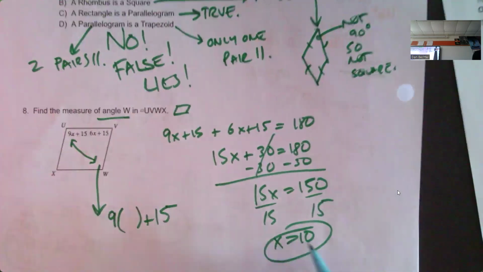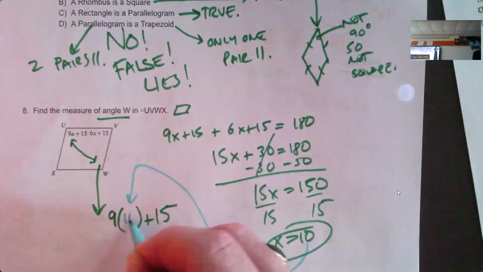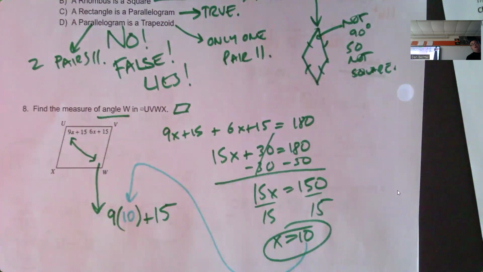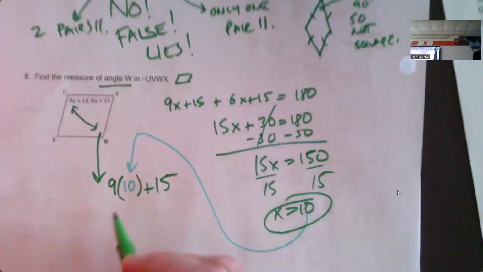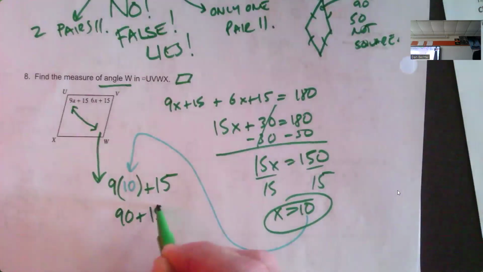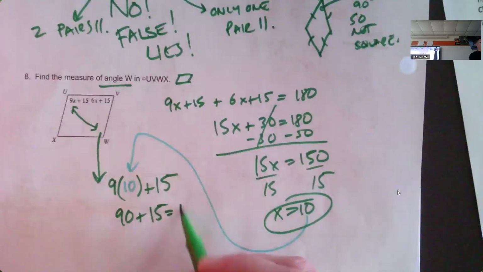If you would, take that 10 right here and help me out. 90 plus 15. W equals 105. 105 degrees, yep.